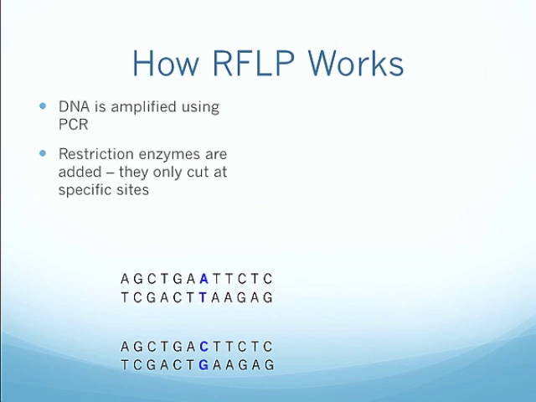Restriction enzymes are added to the PCR product. Restriction enzymes are from bacteria. In this example, I'm using EcoR1, which is from the E. coli bacteria, and it's restriction enzyme 1. Restriction enzymes only cut at palindromic sites. A palindrome is something that reads the same forward or backward.